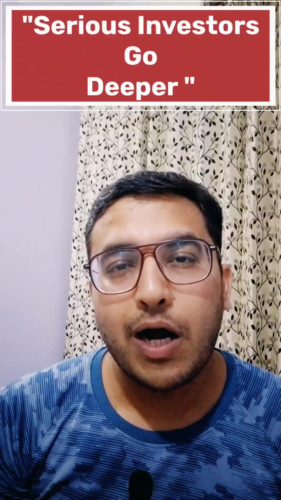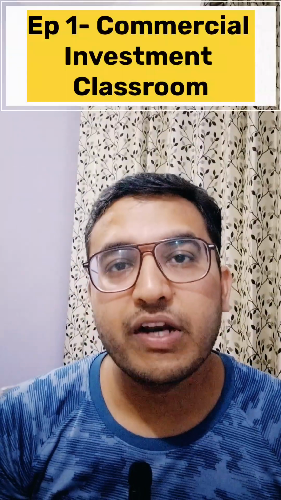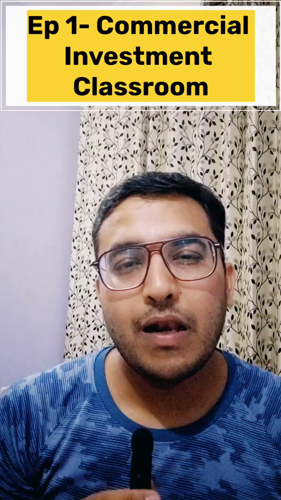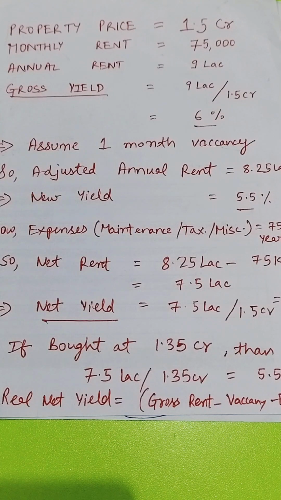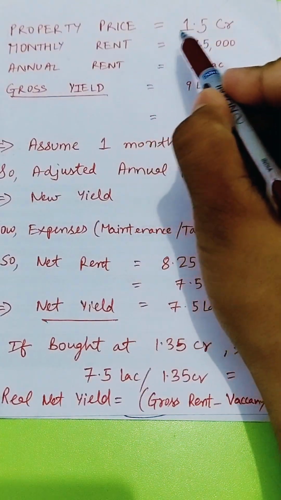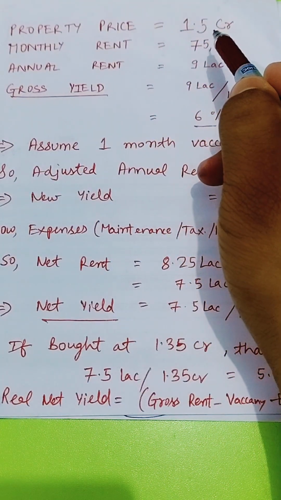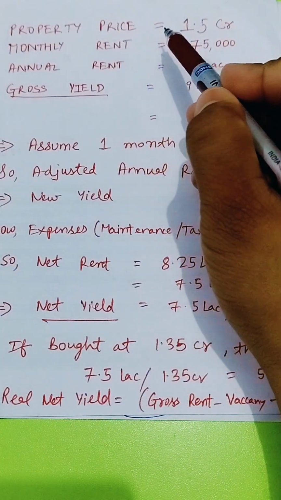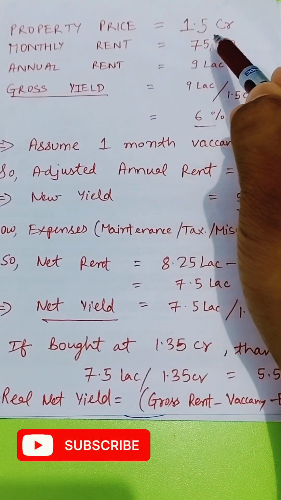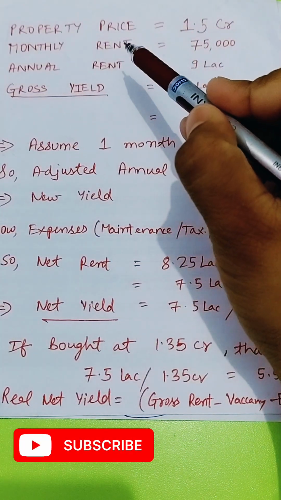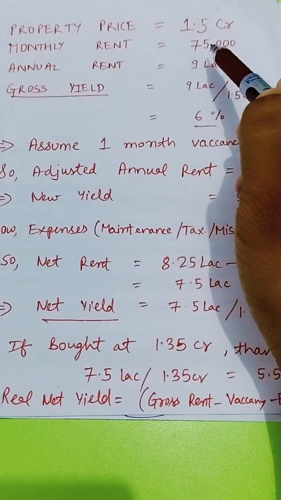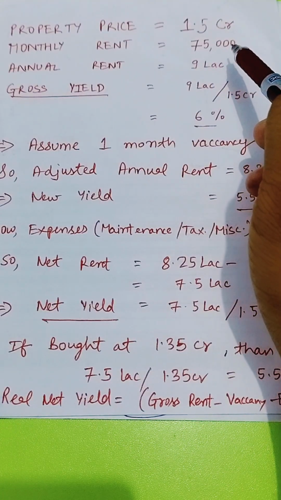Today, I will show you how to calculate real net yield step by step, the way commercial property should be evaluated. This is episode 1 of our commercial investment classroom. Let's start with a very simple example. Let us say the property price is 1.5 crore, or we can say that we bought a commercial shop costing 1.5 crore. Now its monthly rent is, let us say, 75,000.